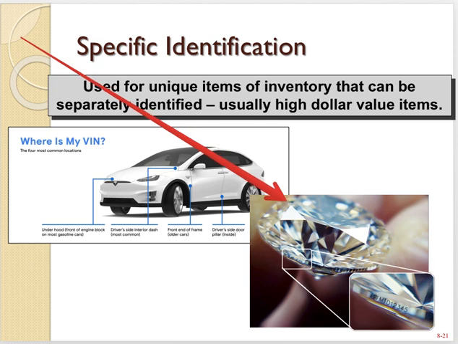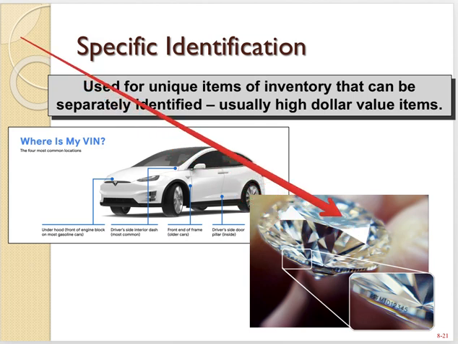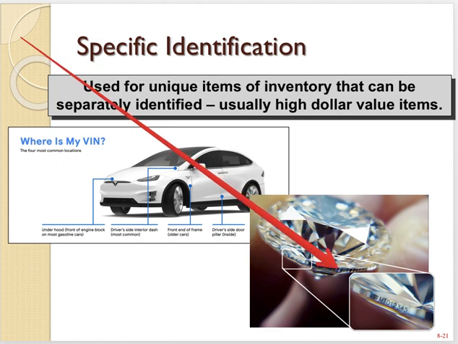Another example is jewelry. Okay, now jewelry, especially like high dollar value diamonds, have a little inscription of the number.